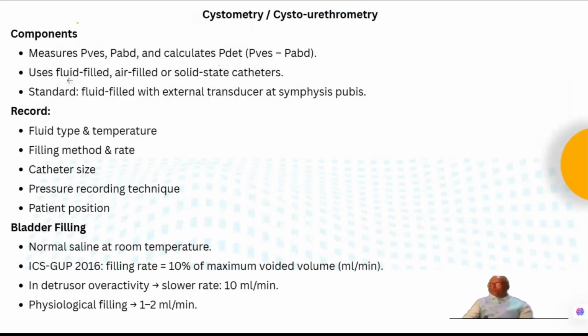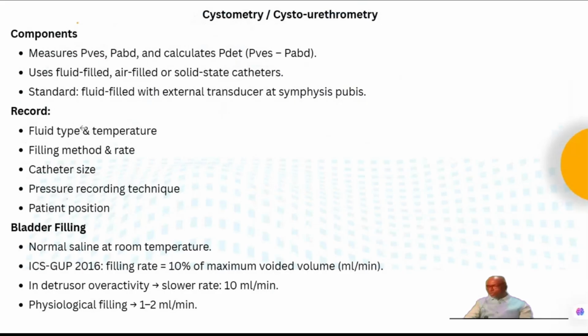Okay. It uses fluid filled, air filled or solid state catheters. The standard is the fluid filled with external transducer at the symphysis pubis. Okay. So what exactly do we need to record in this cystometry? We need to know the fluid type and temperature, the filling method and rate, catheter size, pressure recording technique, and patient position. Okay, so this information we just need to know theoretically.